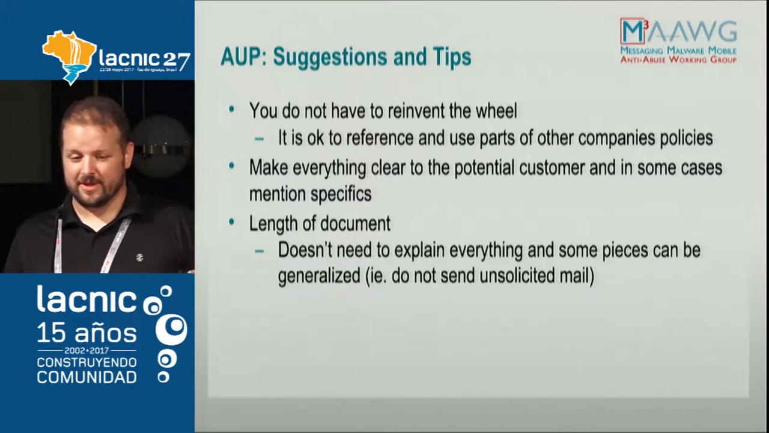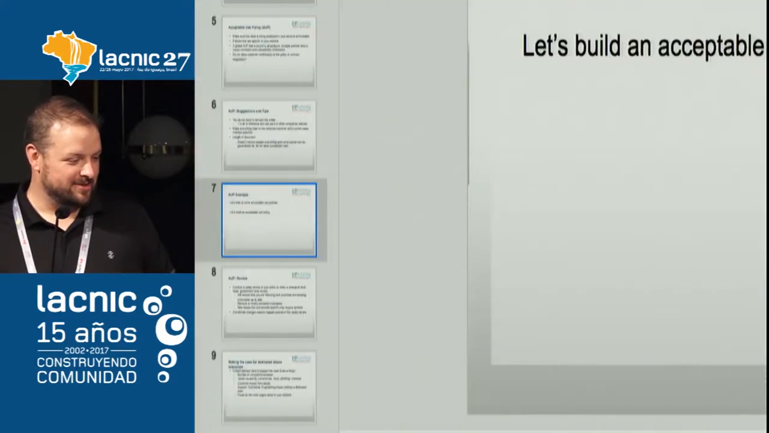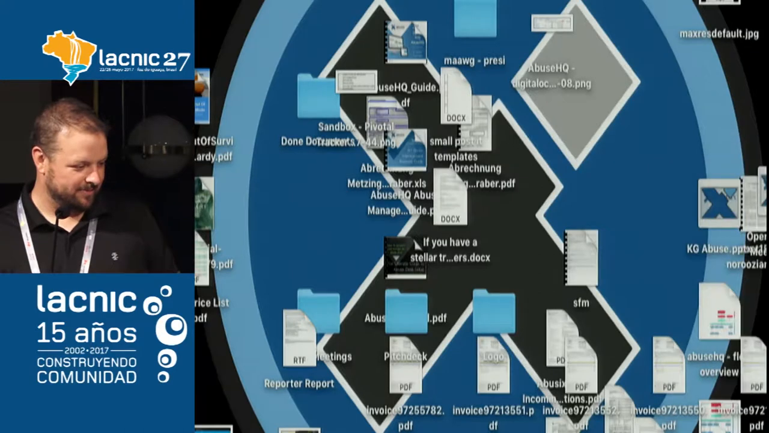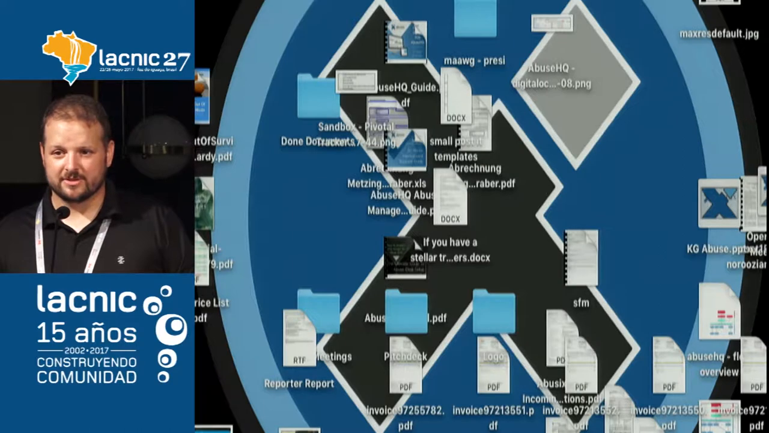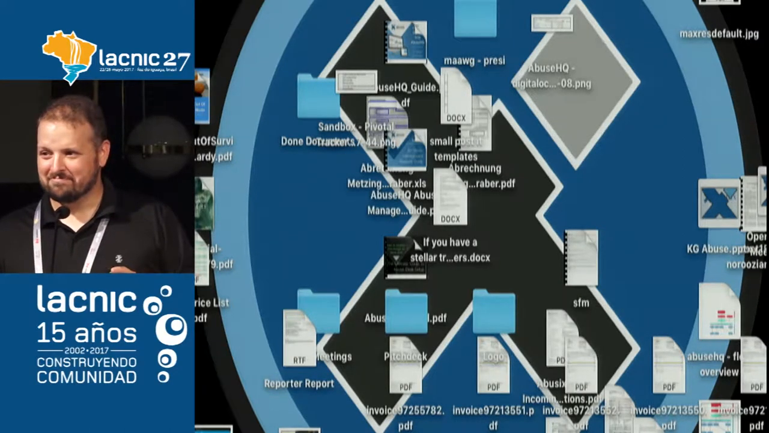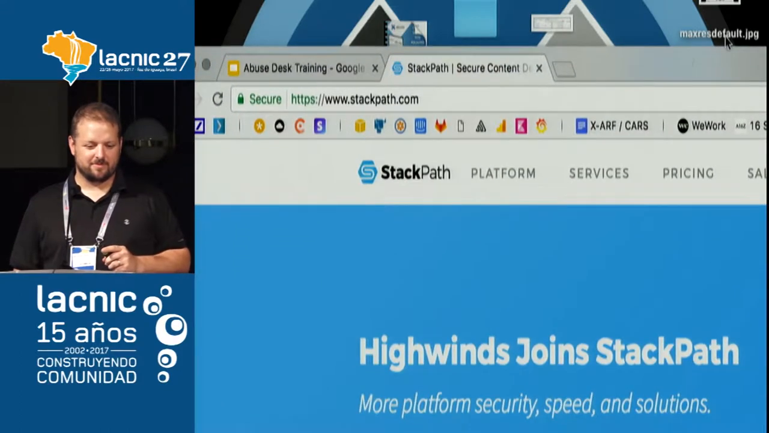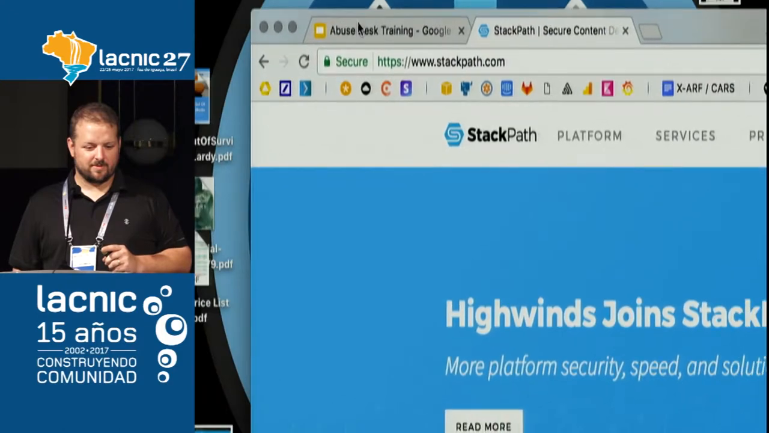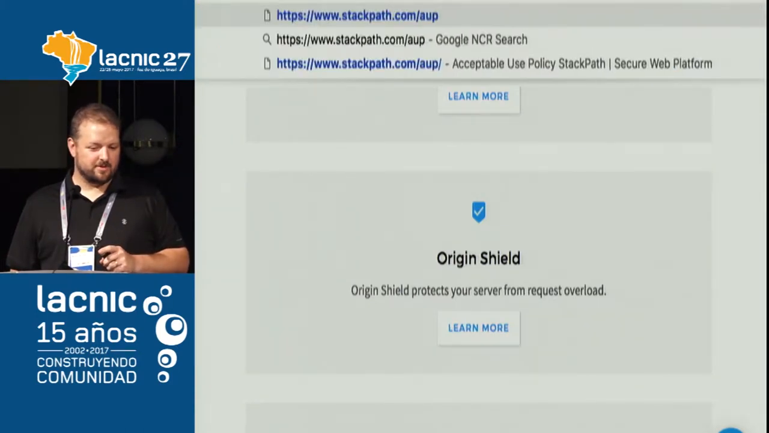There is beauty there. So I would like to ask Tobias to take me to a couple of websites so we can take a look at some acceptable use policies. So the one that we spoke about yesterday, the StackPath one. Okay. At this point, does anybody have any questions? Okay. Well, we'll go ahead and pull this up and we'll take a look at it. There we go. Is it at the bottom of their page? Okay.